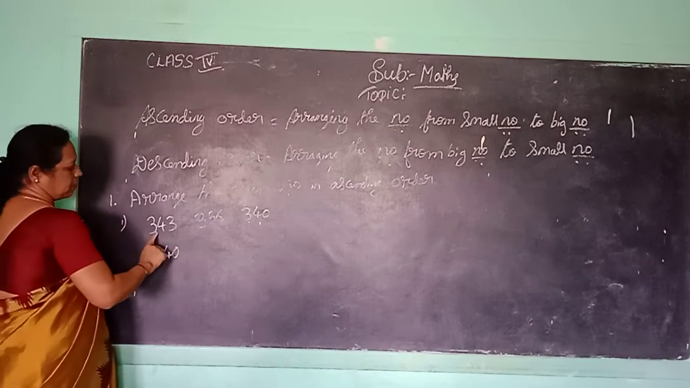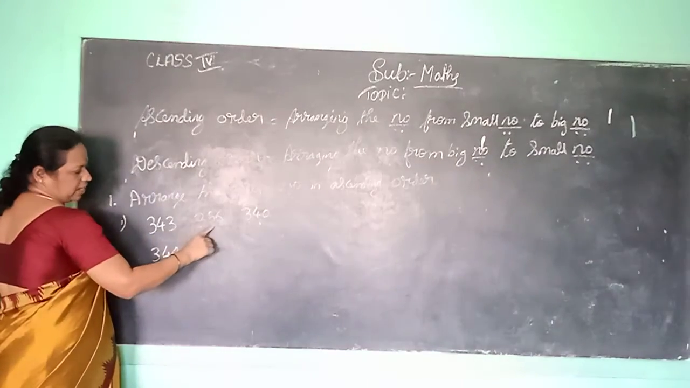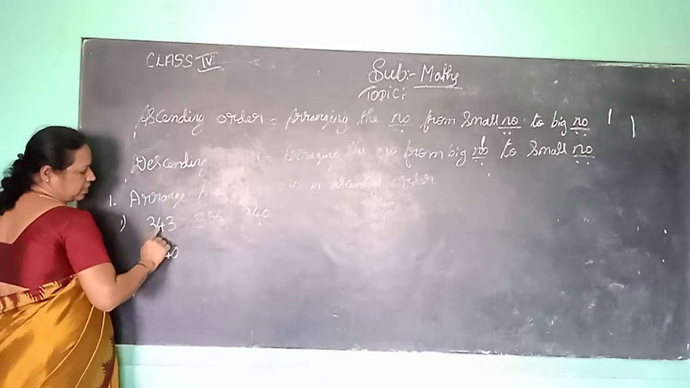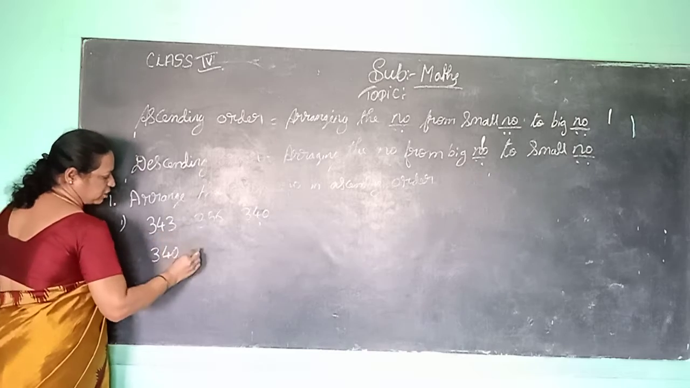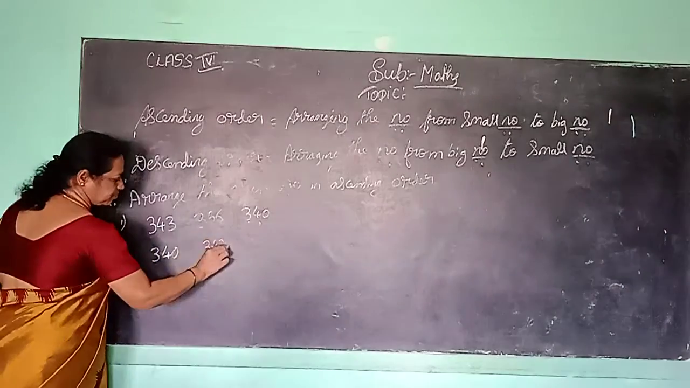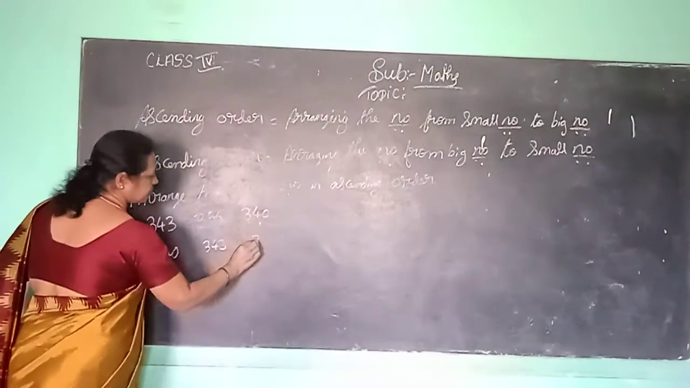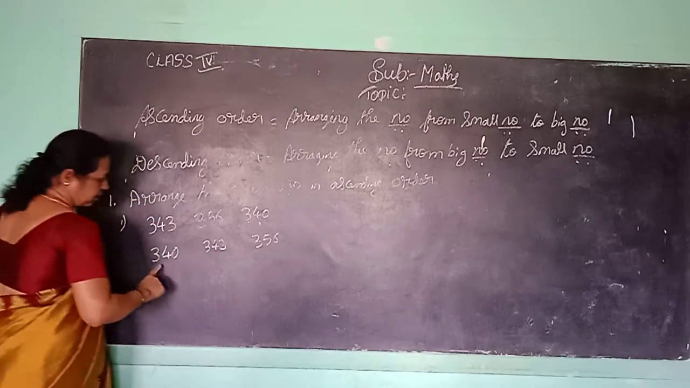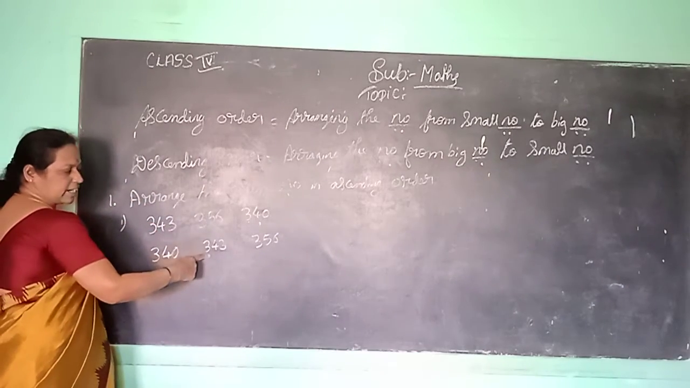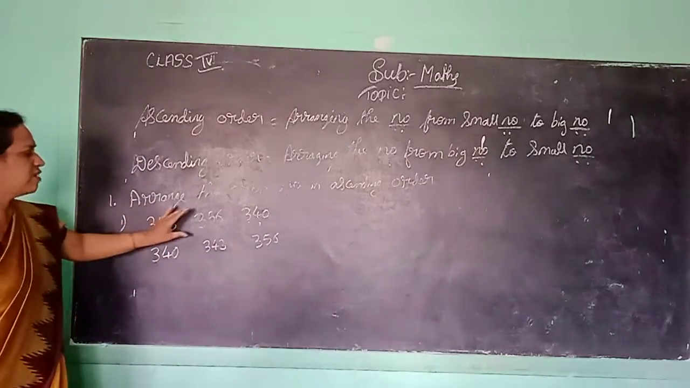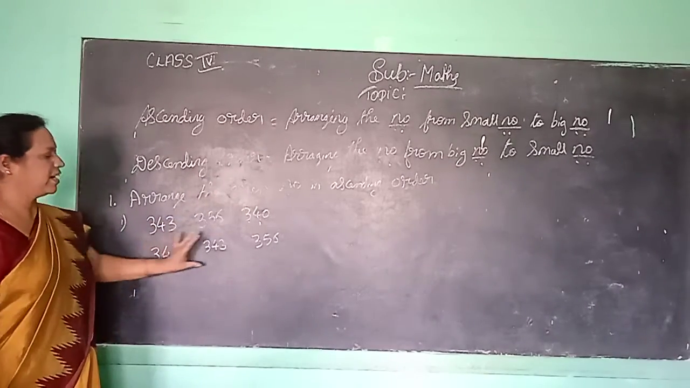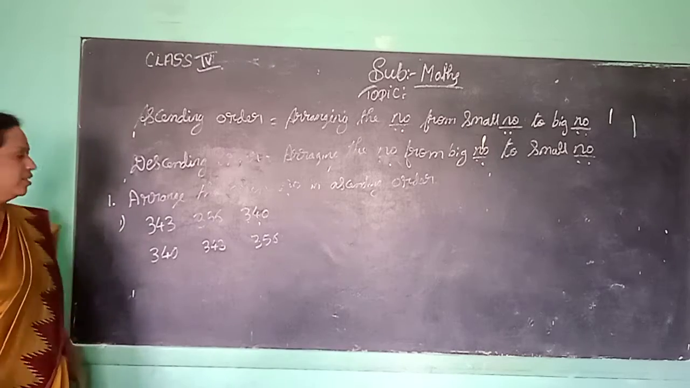340. Now compare 343 and 356. Here 4 is smaller than 5. So the next number we should write is 343, then 356. Understood, children? 340, 343, 356. So you see the place values and compare, and then you should write, children. Okay? Now.